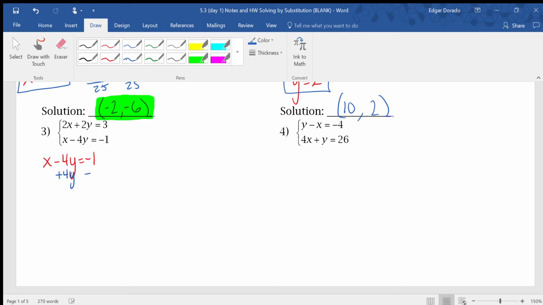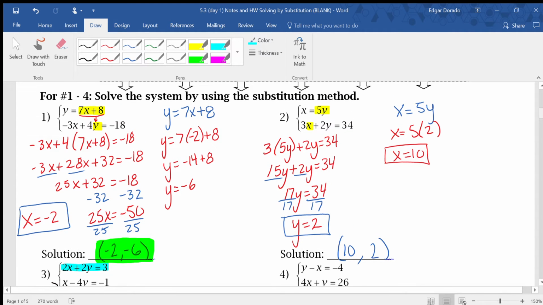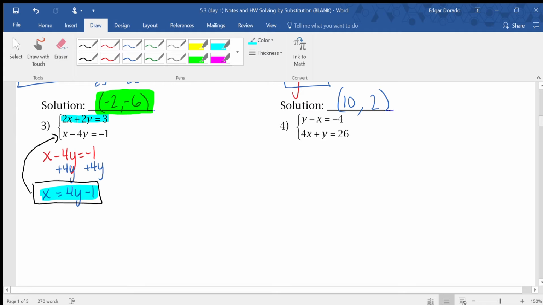And I'm going to do that by adding 4y to both sides. So let's see what I have now. This is x equals 4y minus 1. Well, look at that. This is essentially that equation rewritten. Now I have two equations. So that is my system. Now number 3 looks almost identical to number 1. I have one of these variables already solved, which is that x. I have x equals 4y minus 1, so I can start doing my substitution.